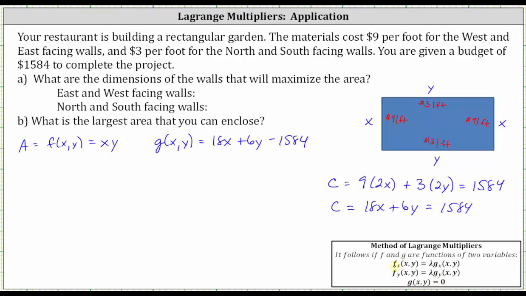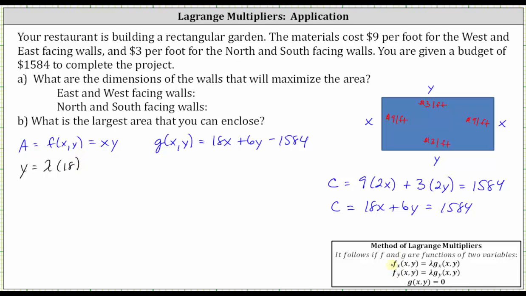So our first equation is going to be the partial of f with respect to x equals lambda times the partial g with respect to x. The partial of f with respect to x is equal to the derivative of xy with respect to x, treating y as a constant, which gives us 1 times y, or y, equals lambda times the partial of g with respect to x. To find this partial derivative, we differentiate 18x plus 6y minus 1,584 with respect to x, treating y as a constant, which gives us 18 plus 0 minus 0, or just 18.